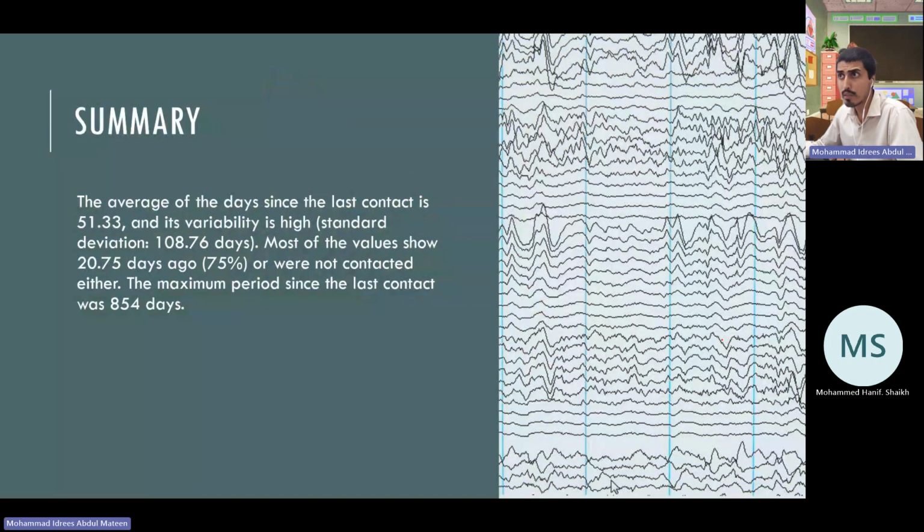The average number of days since the last contact is 51.33. It's relatively high, and most of the values show 20.75 days ago that customers were contacted. The maximum period since the last contact was 854 days.